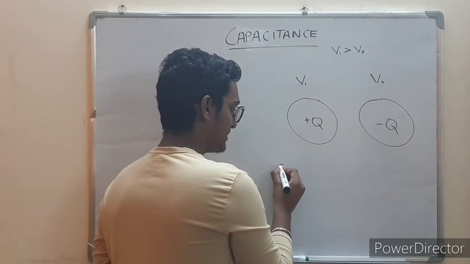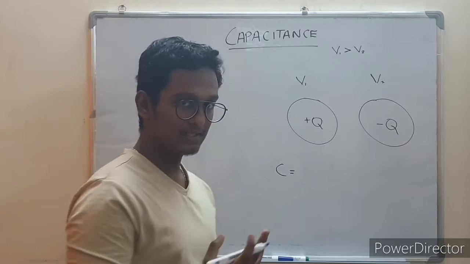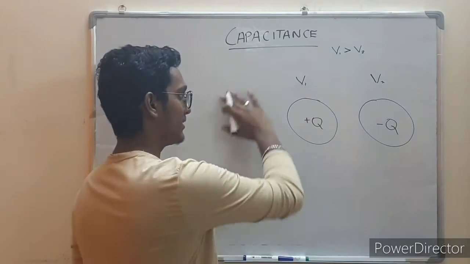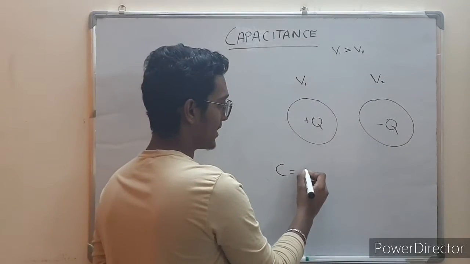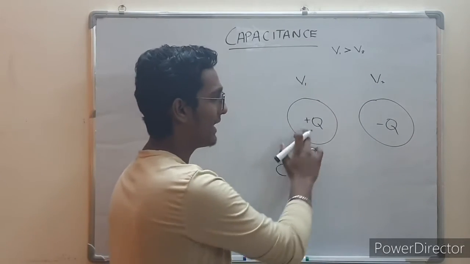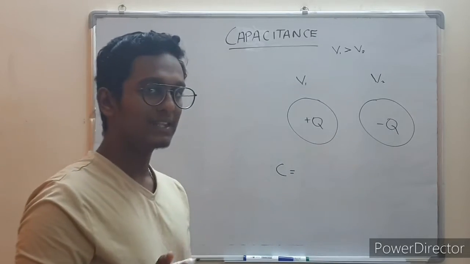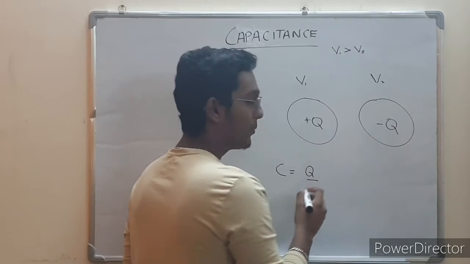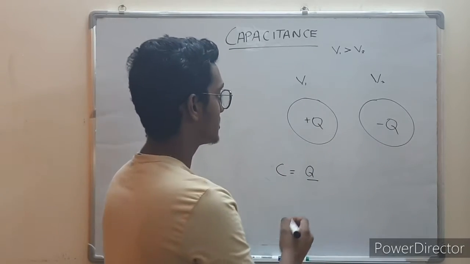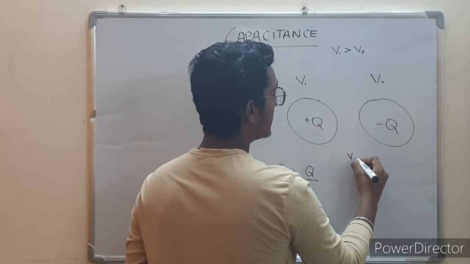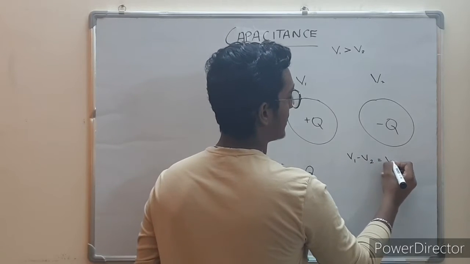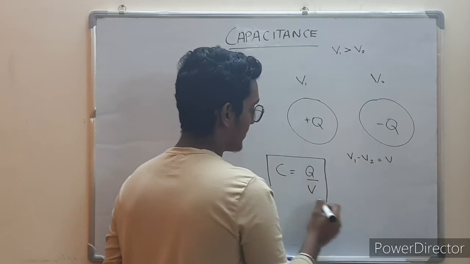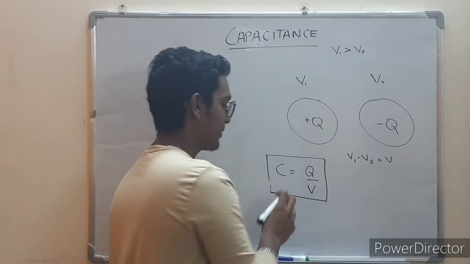So now the capacitance of this system. Capacitance is the ability to store charges, so how strongly it can store charges. The capacitance of this system is given by the charge possessed by any one of the bodies, not both, any one, the magnitude only, so Q, by the potential difference between the two bodies. Here the potential difference is V1 minus V2 equals V, the potential difference. Capacitance C equals Q by V. And this is the capacitance of a given capacitor.